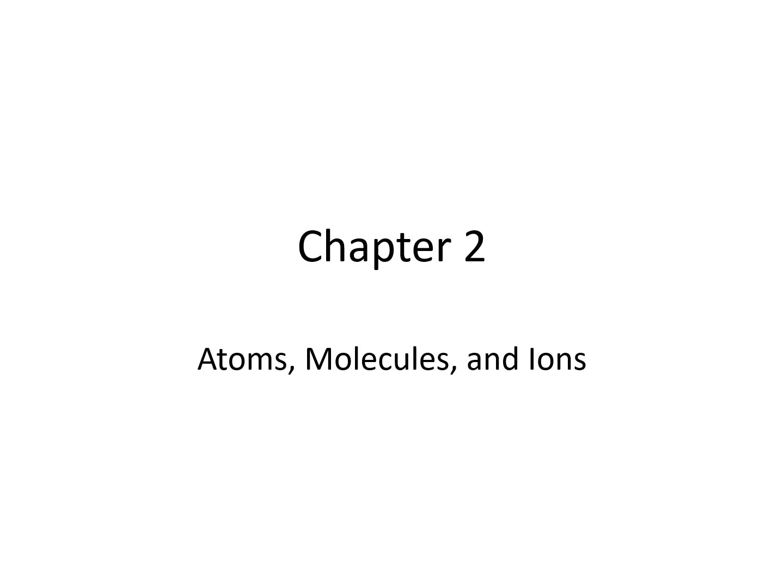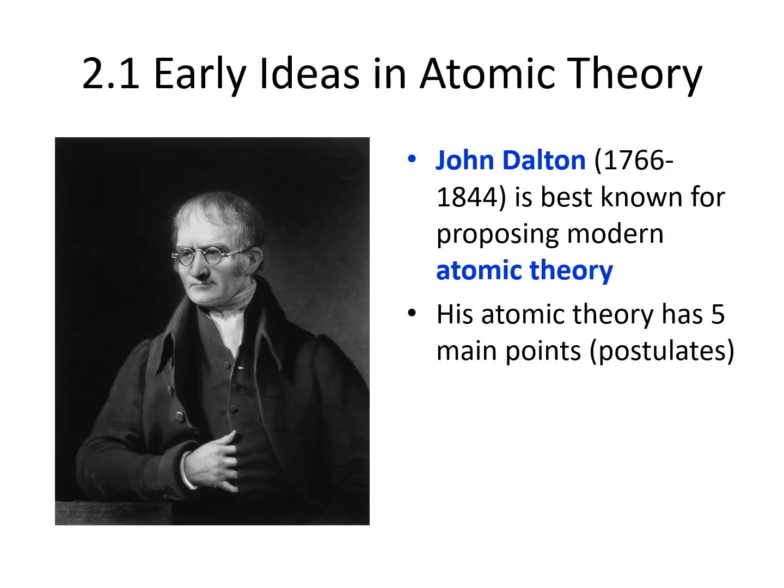In this chapter, we are talking about atoms, molecules, and ions. Although the concept of atoms had been around since the time of the Greek philosophers, it wasn't until John Dalton came along that there was any experimental testing related to atoms. Based on his testing, he came up with 5 key ideas or postulates.